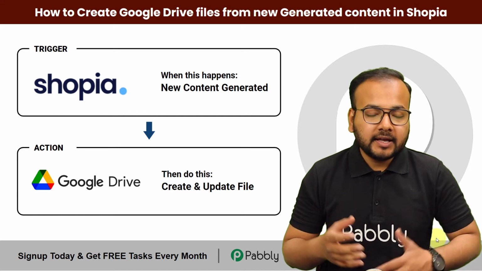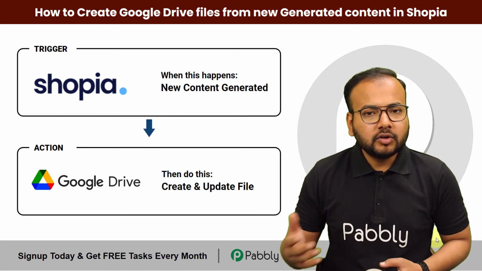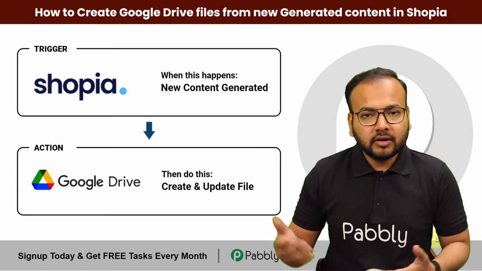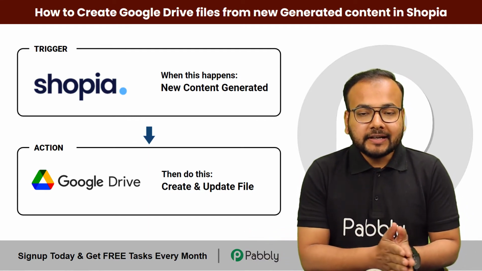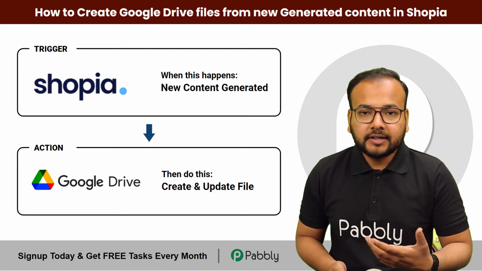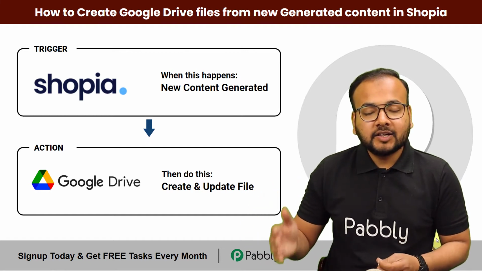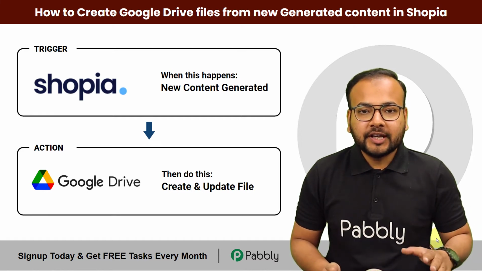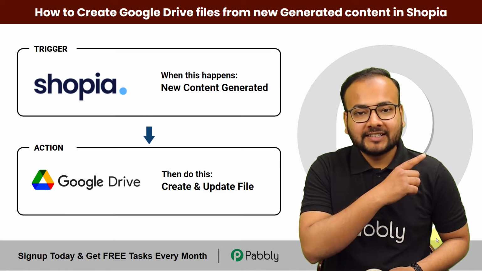So guys, Shopia is an artificial intelligence based content generator tool, and Google Drive provides you an easy storage of your files, and you can share and collaborate on your files in Google Drive. So here I'm going to show you how you can integrate both of these applications in such a way that when you generate content in Shopia, you can store the content automatically in files in Google Drive application. And we are going to set up this automation without any coding with just a few clicks. So let me show you how you can set up this automation.